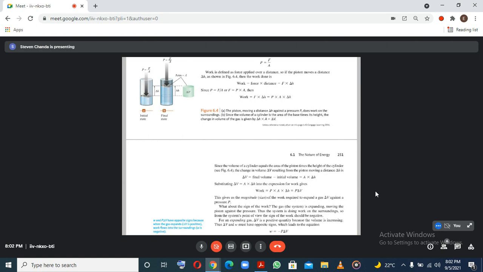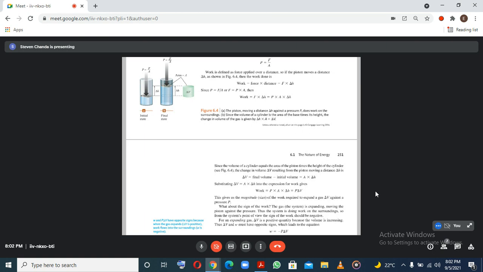So our work is now defined as work is equal to force times the change in the height. Now, since we are talking about the gas, what's going to be our force? We know that pressure is equal to force over area. So if I want to make force the subject of the formula, force is going to be pressure times area.